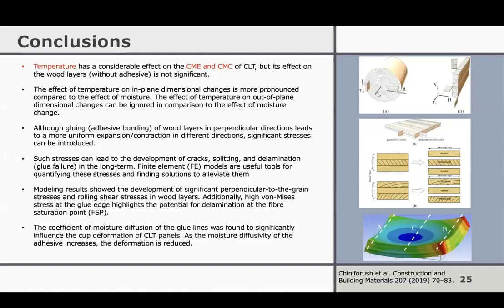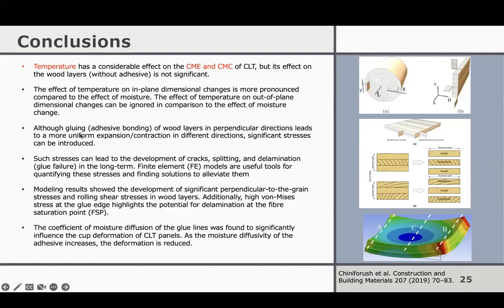So with all these results that I presented, we can conclude a few key facts that we discovered. First, temperature has a considerable effect on the coefficient of moisture expansion and coefficient of moisture contraction of CLT, but its effect on the wood layer is not significant. So that's based on the experiments we found, and with modeling, we understood why. The effect of temperature on in-plane dimensional changes is more pronounced compared to the effect of moisture. And again, we say in-plane, and that was kind of the same for glue-laminated timber. The effect of temperature out of plane was found to be not significant compared to the effect of moisture. So that again helps us with some provisions in the code in the future.